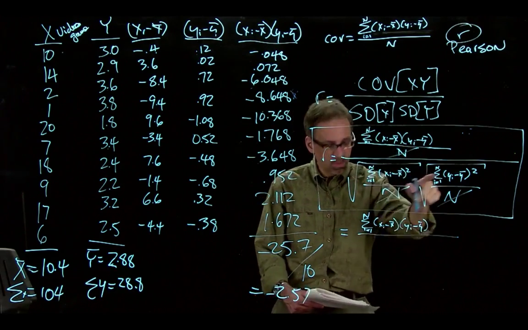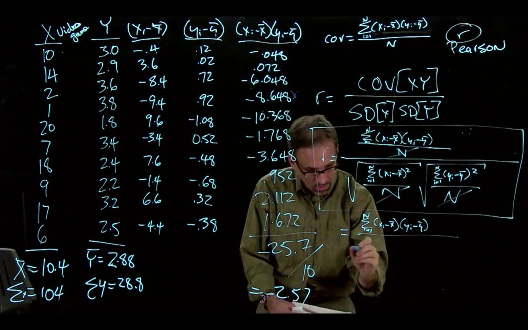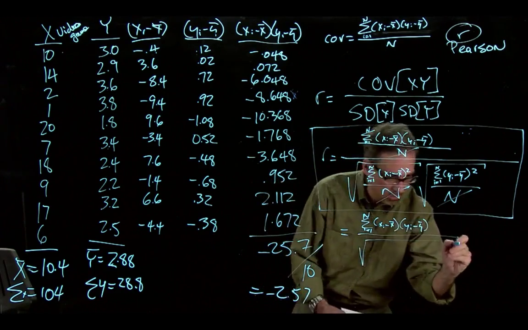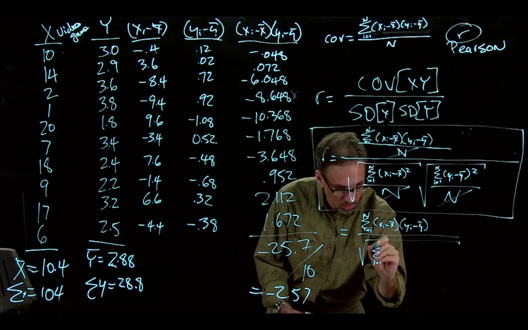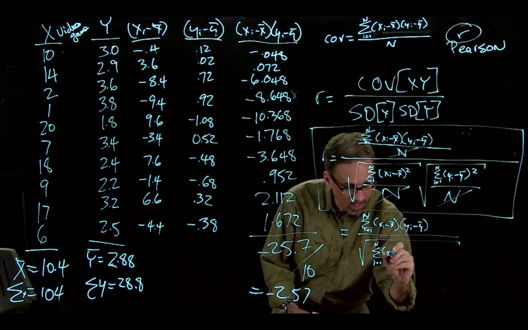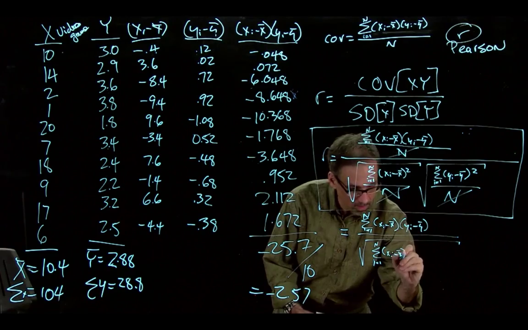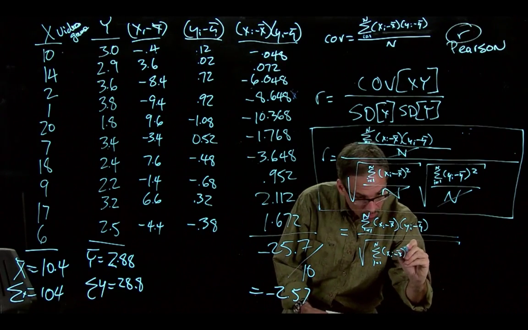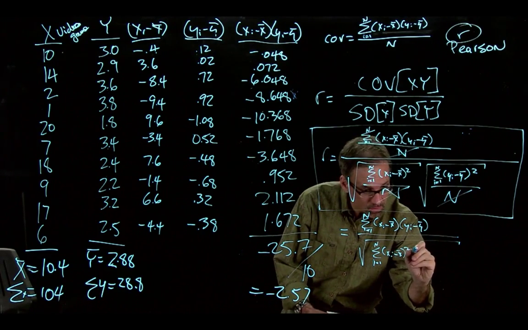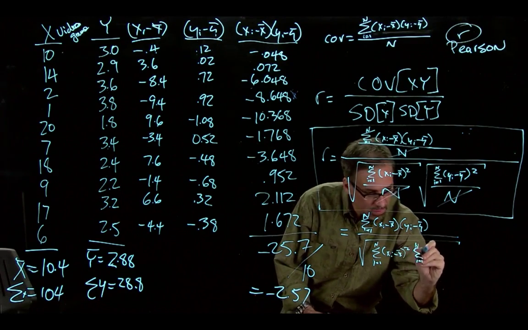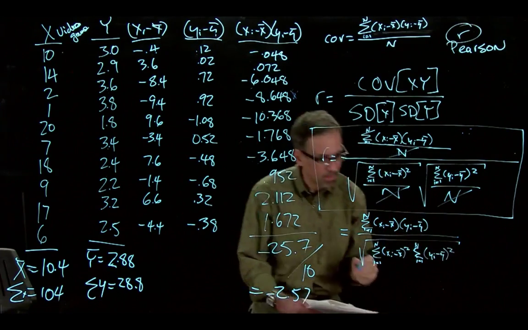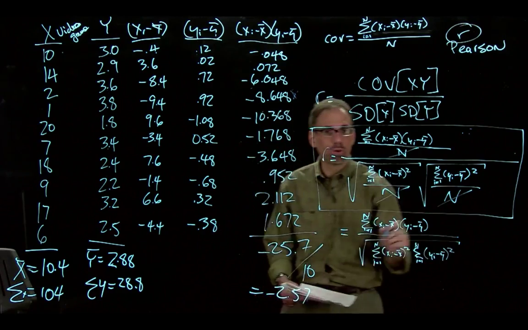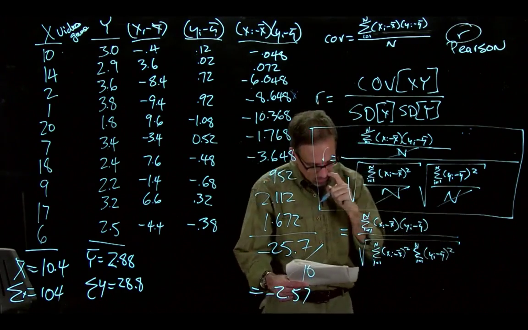And then I just have these things in square roots down here in the bottom, and you can multiply them together and take the square root of the whole thing. So that just turns out to be the sum of i equals 1 to n of xi minus x bar squared times the sum of i equals 1 to n of yi minus y bar squared. That's it. That is the formula for the Pearson product moment correlation.